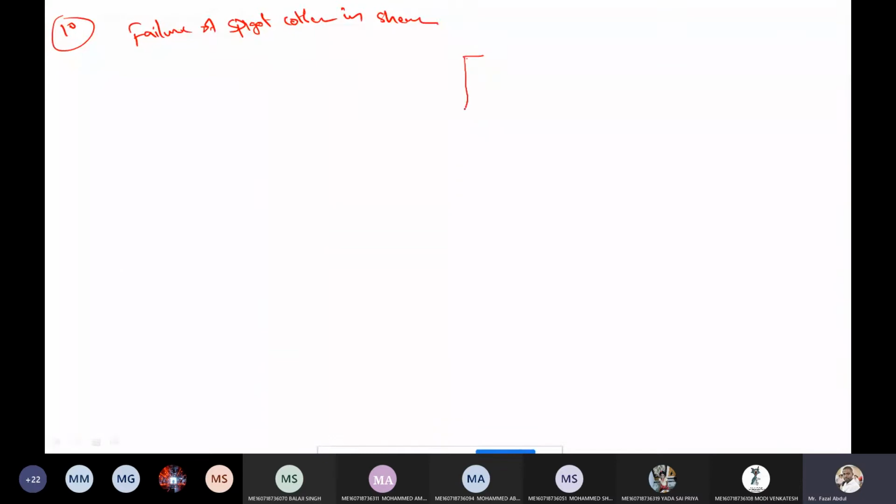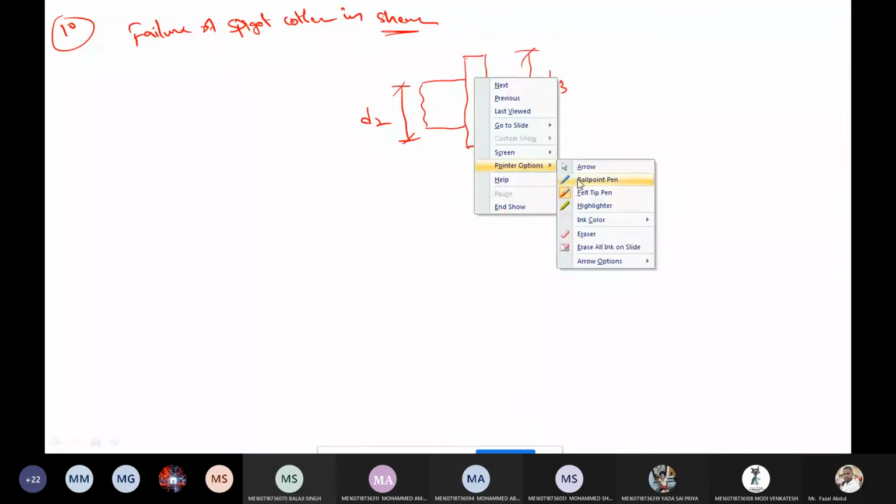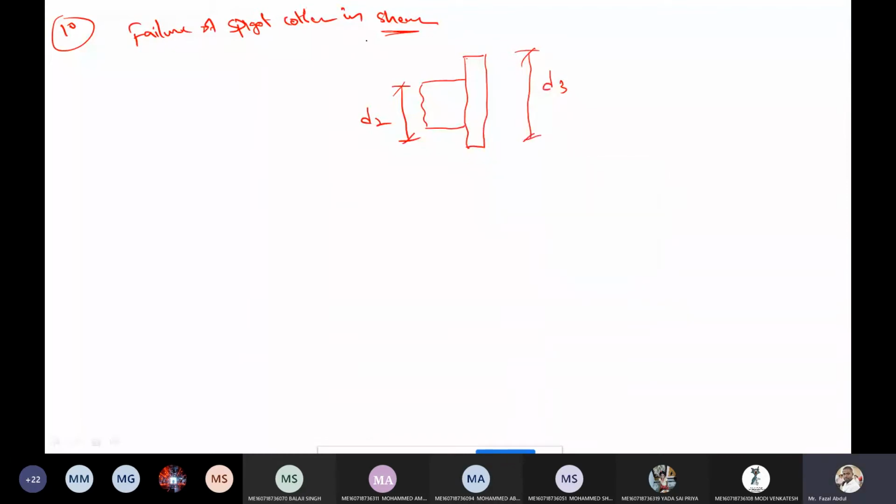From the side view, the collar will appear as a rectangle. Now what is the length of this one? D3. Now the spigot is going to be connected in this manner. Now what is the diameter of this one? D2. Now because we are discussing shear, the shear failure is going to happen in this manner. Now the width is small t.